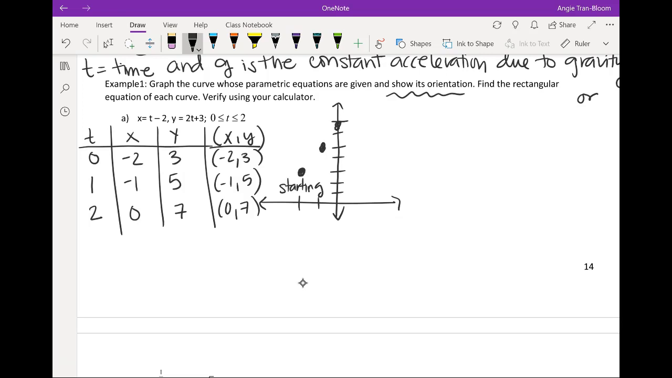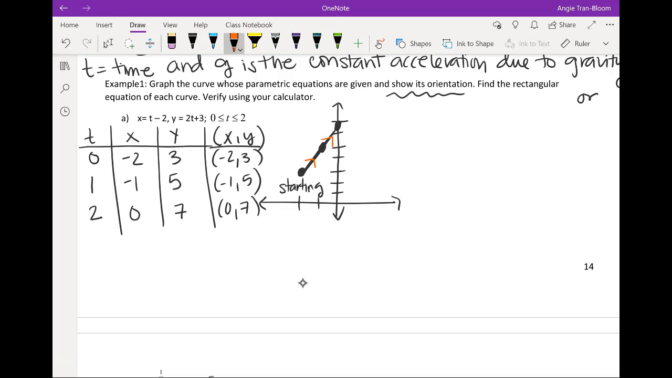Is this a line, ray, or a segment? What's the difference? It's a segment. It starts and it ends, right? So to show the orientation, class, you have to have these arrows. You can put 2, you can put 3, just enough so I know that you're going upward or downward or left or right.